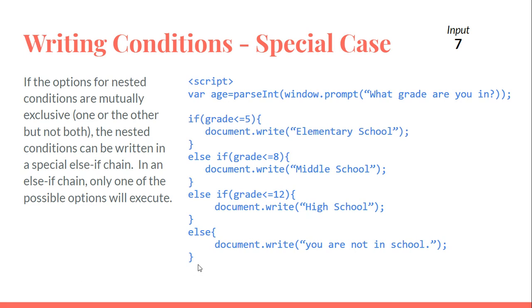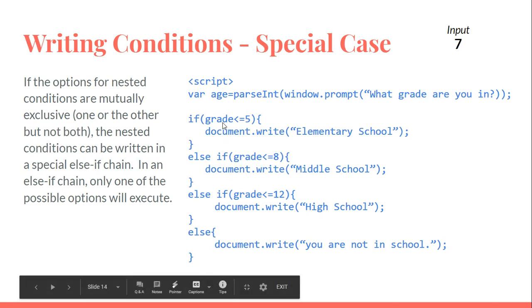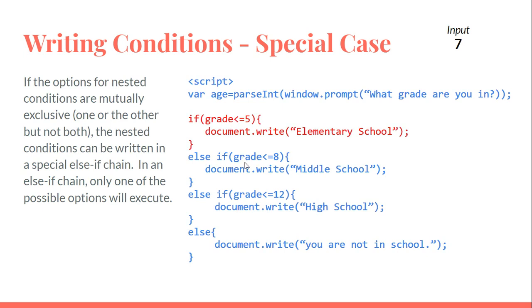In another case where we enter 7, 7 is not less than or equal to 5, so this fails. And then it comes here and it says 7 is less than or equal to 8, and that's true, so that executes. Notice that I don't have to write that it's less than or equal to 8 and greater than or equal to 6 because it already failed this test, which means it's not 5 or below. Now I'm just checking if it's 8 or below.